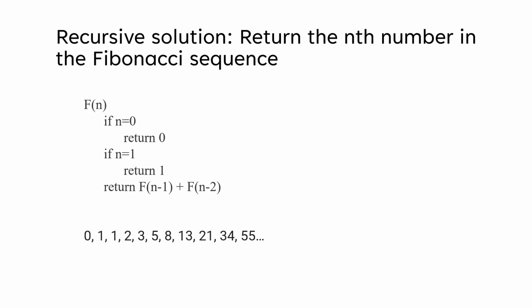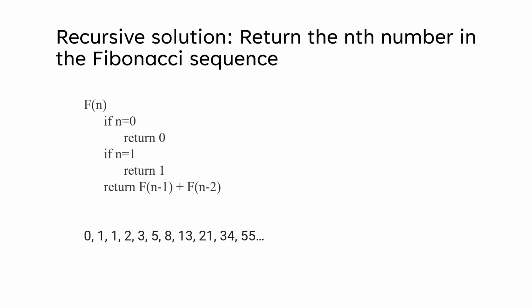So here's your algorithm for the recursive solution. This is your algorithm if you were going to write the code using recursion. To find the nth number in the Fibonacci sequence, you would use this algorithm. F of n would be your function. If n equals 0, you're going to return 0. If n equals 1, you're going to return 1. Otherwise, you're going to return f of n minus 1 plus f of n minus 2.